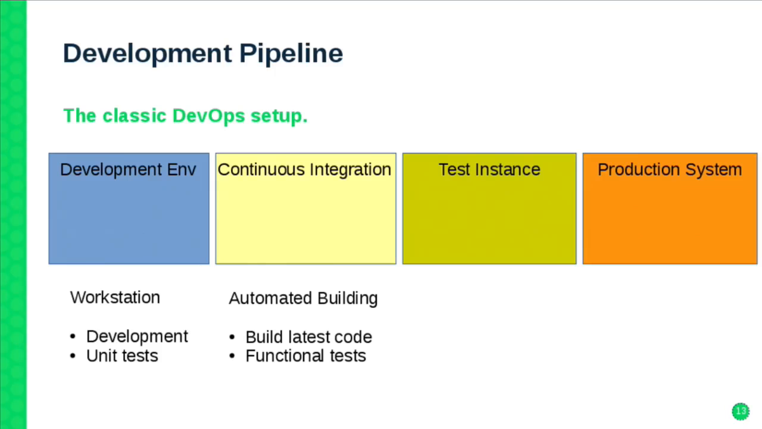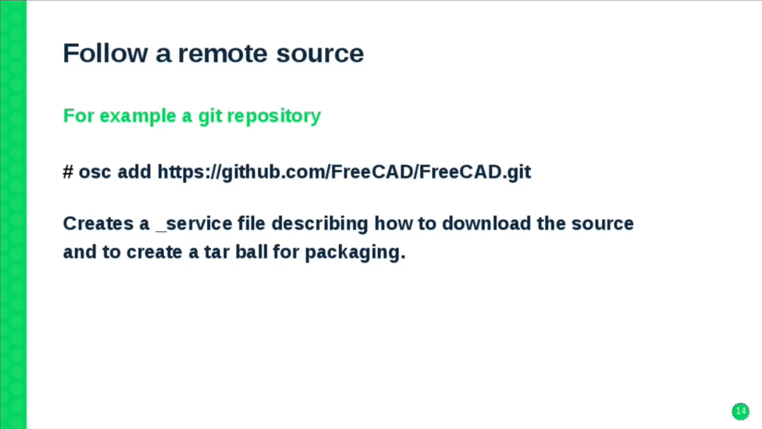So in this example, the OSC command adds a reference to an external Git repository. So I connect the external SCM system with the build service package. And I'm going to show you how that looks.